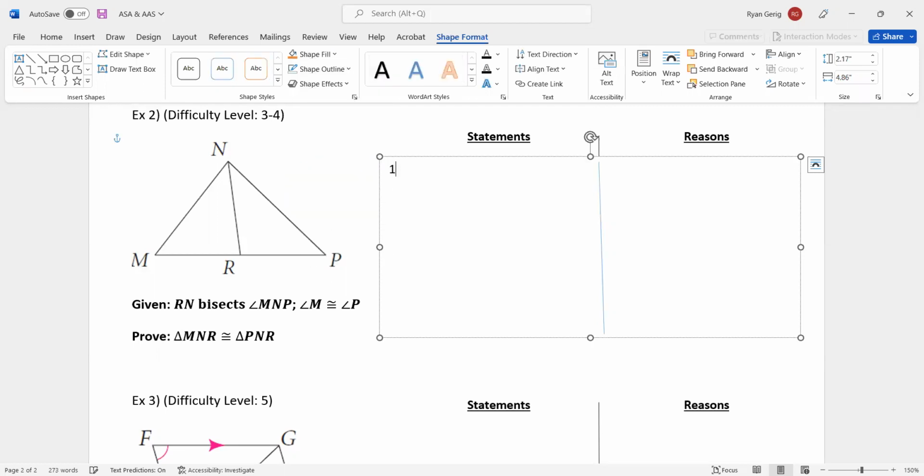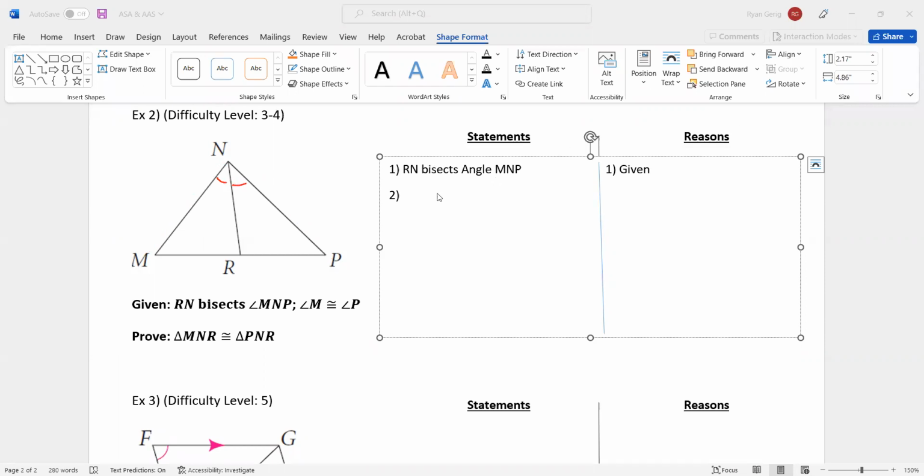All right. Number 1. I've got nothing marked on the picture, but I have 2 pieces of given information down below. So I'm going to say RN bisects angle MNP. That's given. Now, what does that mean? What does bisects mean? Well, it means it cuts the angle in half. Which angle? Angle MNP. So MNP is this angle here. That got cut in half. So that means that these 2 angles are congruent.